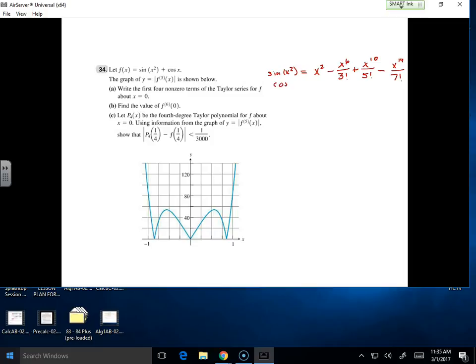Now cosine of x is even, which means the Maclaurin series is 1 minus x squared over 2 factorial plus x to the 4th over 4 factorial.